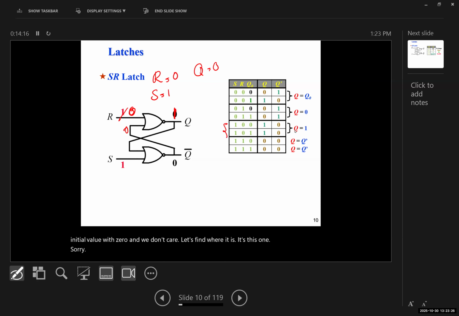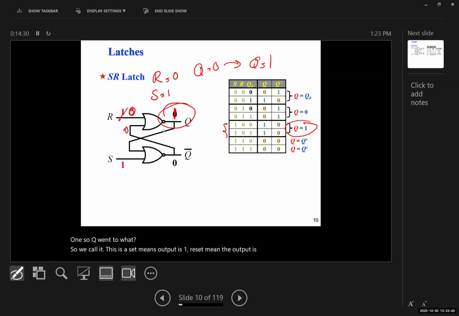This one. And what would Q be initially? 1. So Q went to what? 1. So we call it, this is a set. Set means output is 1. Reset means the output is 0. Is it clear? Yes.